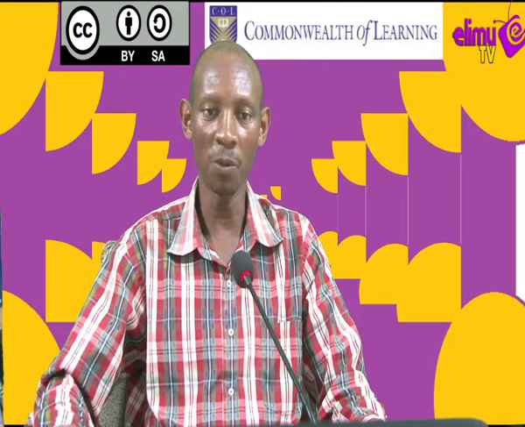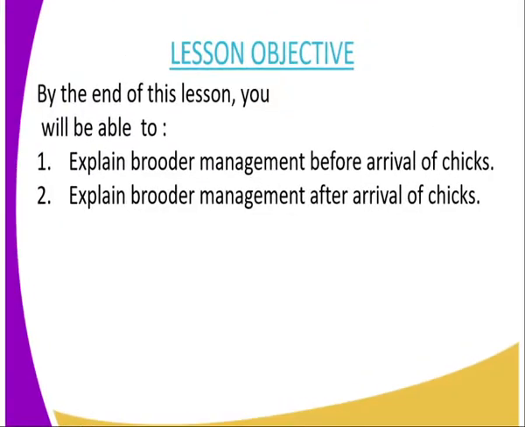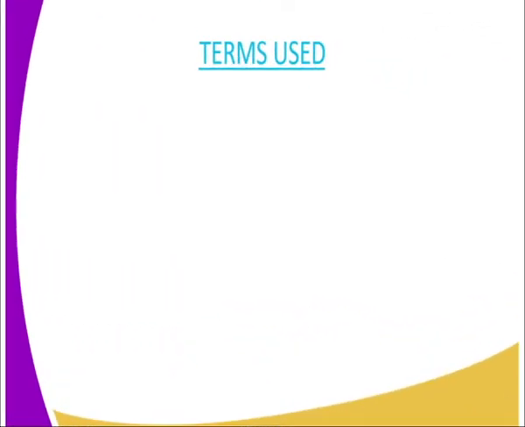The teacher today is Mr. Wanyoike, an agriculture teacher. In today's lesson, lesson 6, the topic is poultry production, and the subtopic is brooding and rearing of chicks. On to the lesson objectives. By the end of this lesson, you should be able to, number 1, explain brooder management before arrival of chicks, and number 2, explain brooder management after the arrival of chicks.